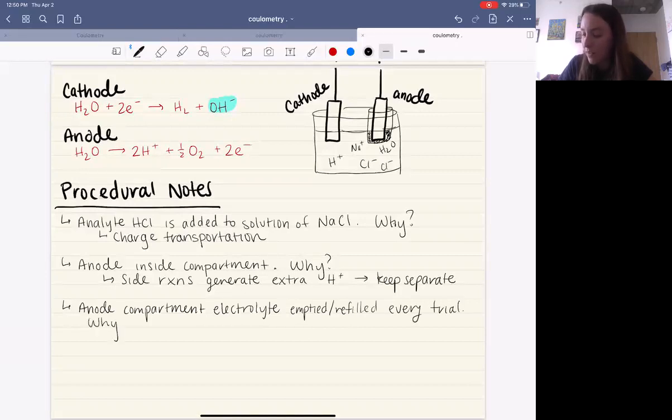Why? Why might we need to do that? Well, let's look at some side reactions that happen. Apart from generating H+, we're also generating another product that we don't want to have around.